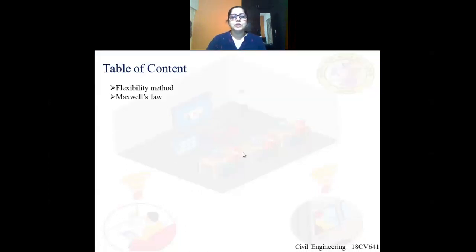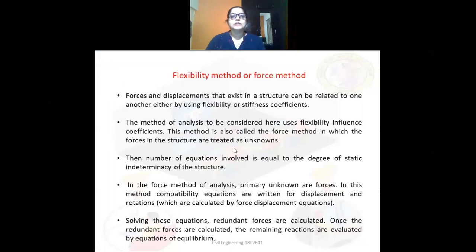So today we are going to study about flexibility method and Maxwell's law. So what is this flexibility method or a force method? Forces and displacements that exist in a structure can be related to one another. Force and displacement are interrelated. So it can be interrelated with the help of flexibility or stiffness coefficients. The method of analysis to be considered here, in case of flexibility method, uses flexibility influence coefficients. This method is also called the force method, in which the forces in the structure are treated as unknowns.